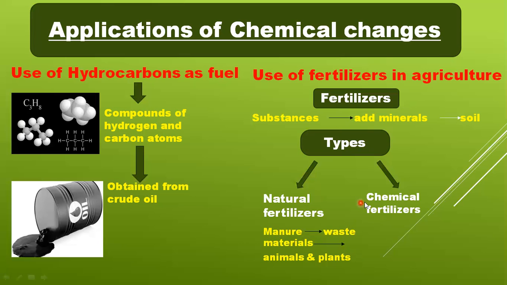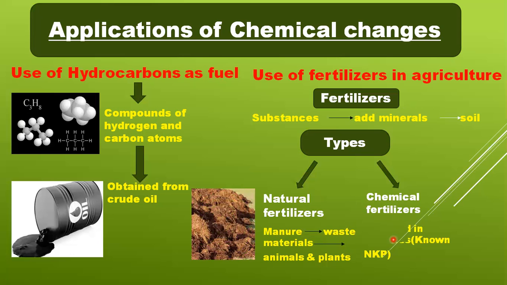Now come towards chemical fertilizers. Chemical fertilizers are basically prepared in factories, and they are known as NPK. So the basic elements of chemical fertilizers are nitrogen, potassium and phosphorus. N for nitrogen, K for potassium and P for phosphorus. So the basic elements of these are nitrogen, potassium and phosphorus.